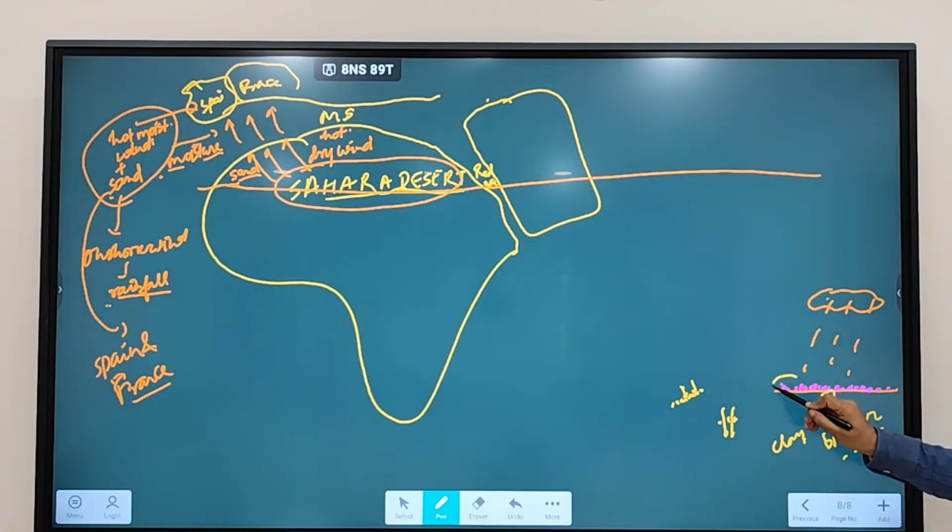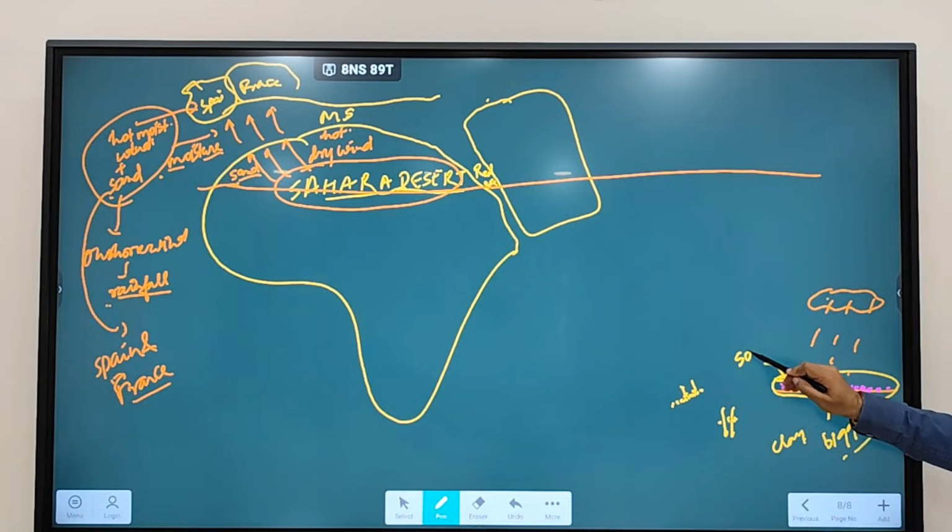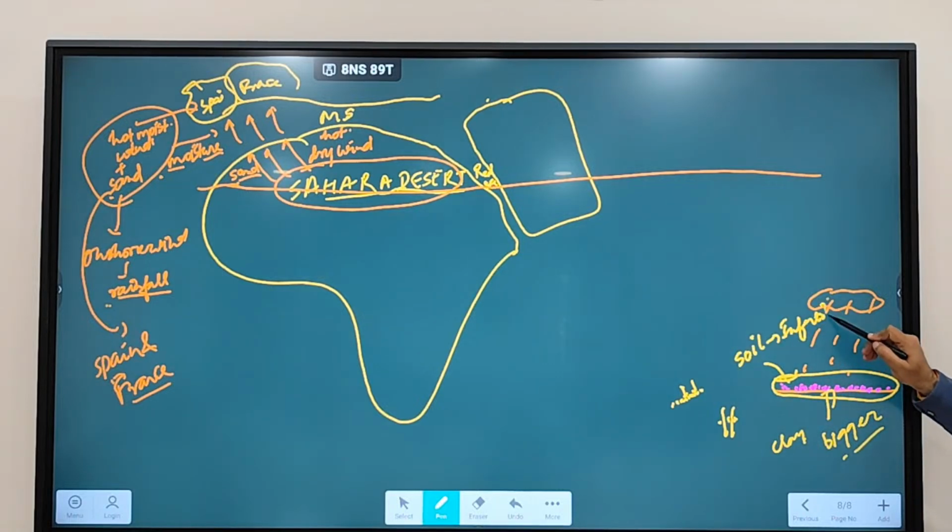So as a result, when sand particles come down, what will happen? It makes the soil a bit infertile in nature. Why does it become infertile? Because it is not holding moisture. Moisture is going down. Clear? So it is making the soil a bit infertile in nature. Clear?